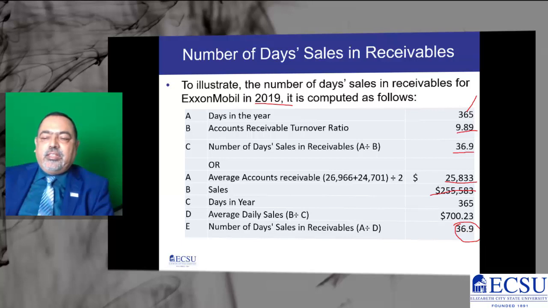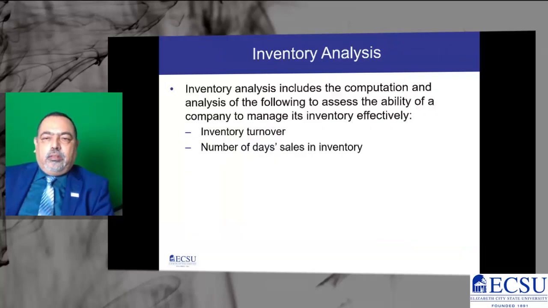Then we take the sales divided by 365, we get the average, and then we divide the two. So you will be getting, that is, you divide this average with number D. So that would be 36.9. So these are the four ratios that we have taken.